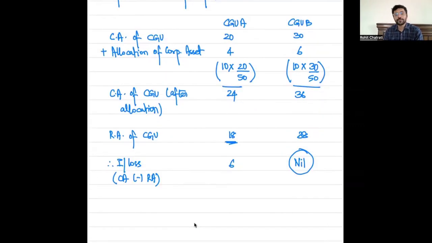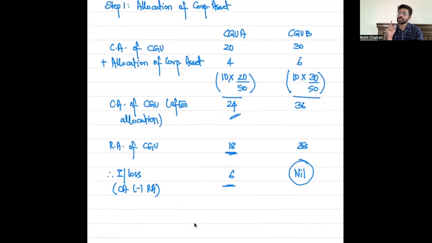All right. Now, if you carefully give it a thought, the total carrying amount after the allocation was 24 million. We compared this 24 million with 18 million and we arrived at an impairment loss of 6 million rupees. This 24 million rupees is not the carrying amount of CGU A alone. It is CGU A carrying amount of 20 million plus the allocation of head office of 4 million rupees. So the 24 million includes 4 million of head office quarters.